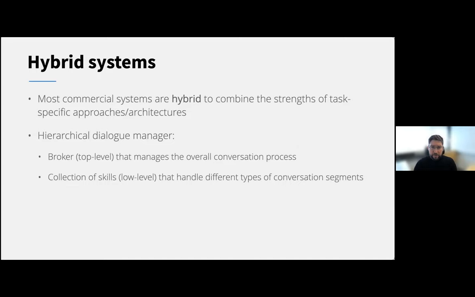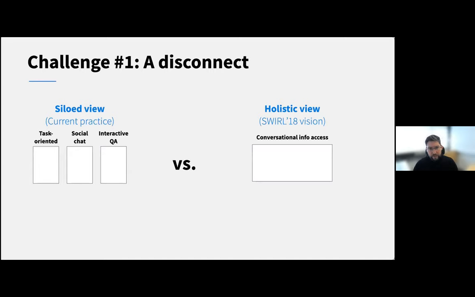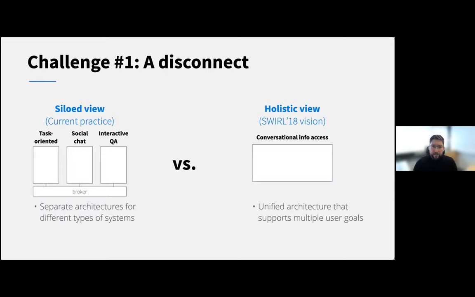And most commercial systems do have this hybrid nature where there is a top-level dialogue manager that tries to manage this overall conversation process. And there are these skills or task-specific modes that generate responses according to the type of the dialogue. But this is what I call the siloed view on the left-hand side. And there is a desire for a holistic view, which was already formulated in 2018 in this SWIRL paper, where this unified architecture would support multiple user goals.